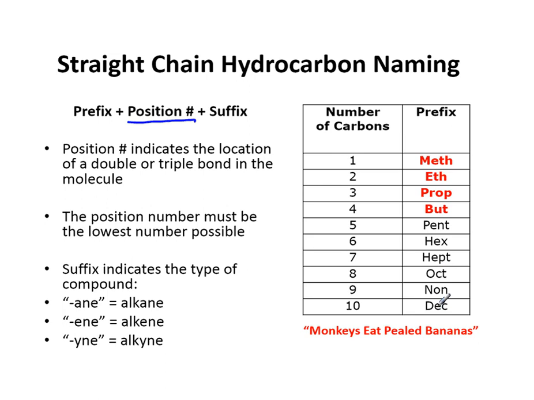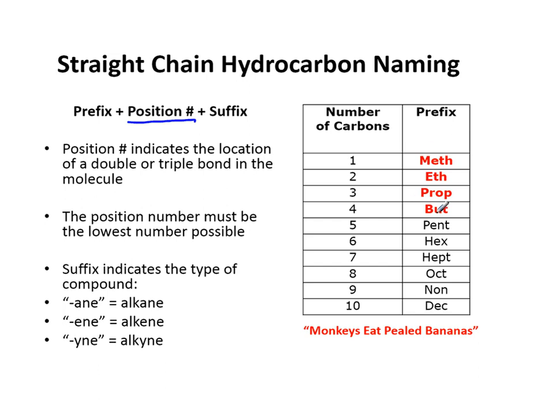After that, the prefixes are familiar ones to you: pent, hex, hept, oct, non, and dec. Sometimes the A is in there and sometimes not, depending on what you're writing for the name.